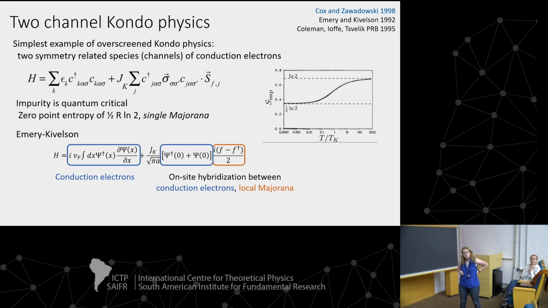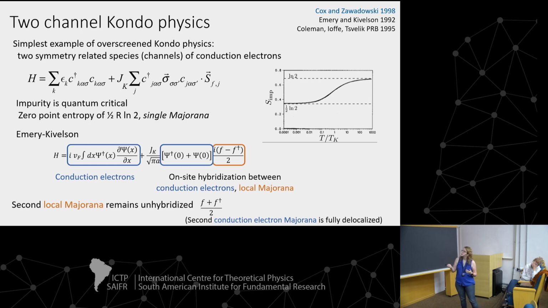There's one local Majorana fermion here, which is this F, on the impurity site. This is a conduction electron, and these ones are hybridizing. Then there are two other Majorana fermions, so there's always an even number of Majorana fermions in your system. These two are hybridizing, so they end up totally delocalized. The one we're interested in, which gives us this 1/2 R log 2 entropy, is the Majorana on our local site, these Fs. This second Majorana remains totally unhybridized. And then, as you say, there is another conduction electron Majorana, the antisymmetric linear combination of these, and that is fully delocalized. It's part of the conduction electron band.